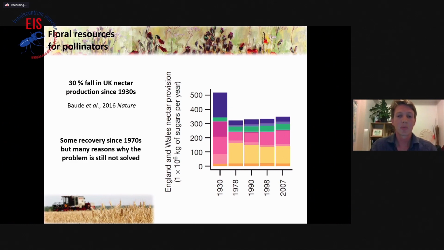But there are many reasons why this problem is not yet solved. First of all, we still haven't returned to anywhere near historical nectar levels, and the diversity of sources where this nectar is coming from remains lower than it was. But there's another very important, and I think often overlooked, factor why floral resources are still a problem for pollinators, and that is the timing of when these resources are available through the year. So, the phenology of floral resources.